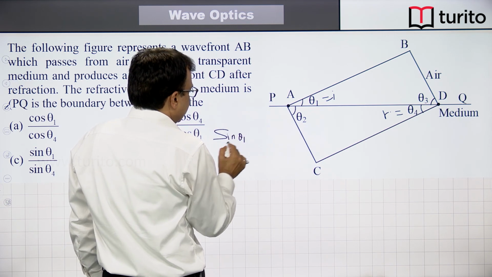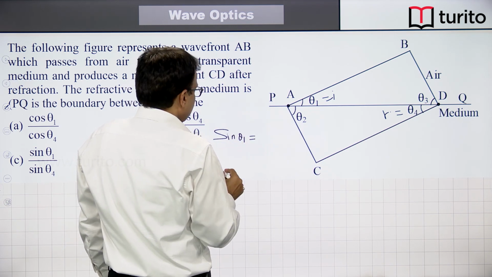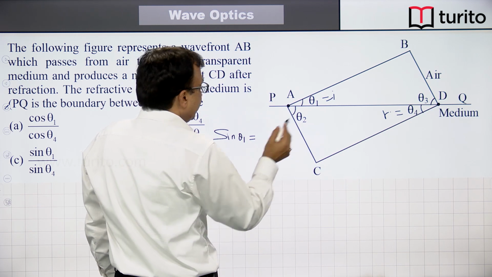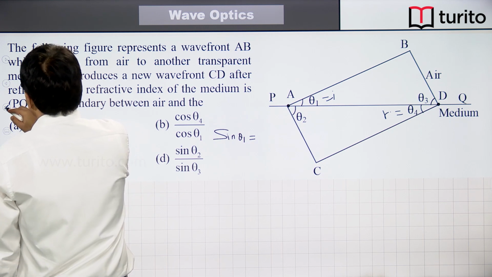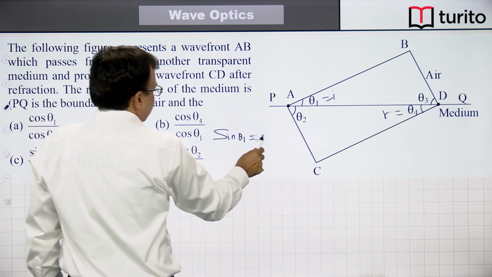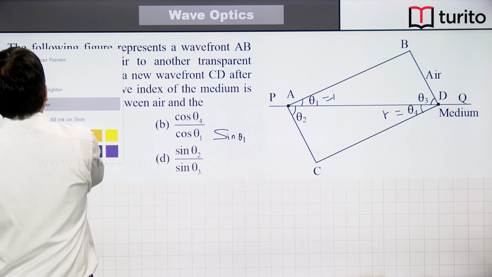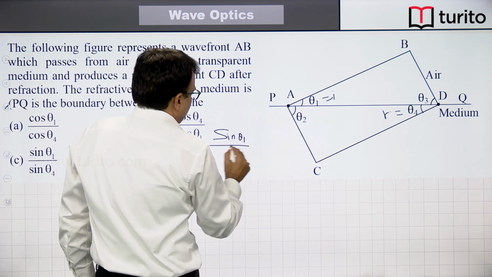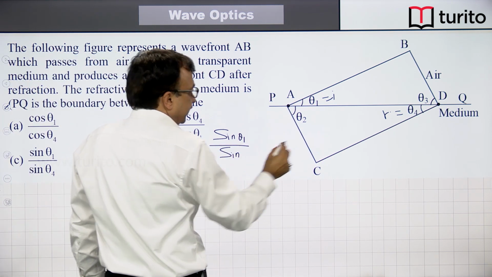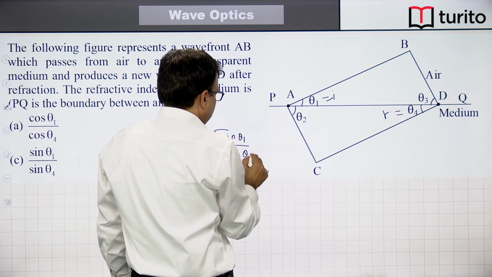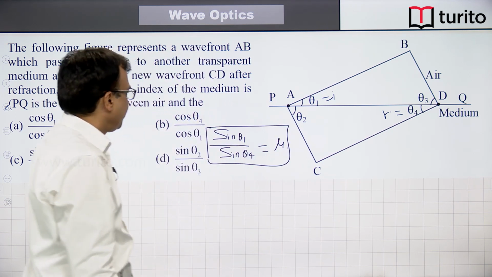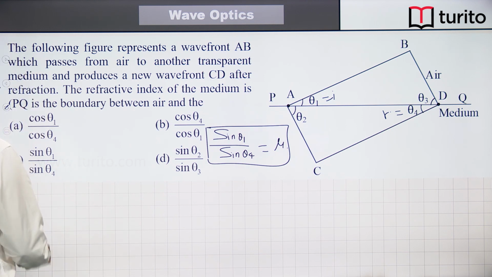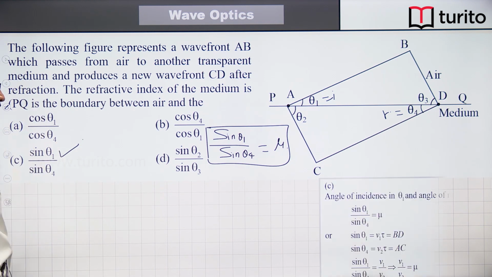So, sin i, that is sin theta 1, equals BD. What we have to find is basically the refractive index. So, sin theta 1 upon sin theta 4 is the refractive index of the medium. Okay. So, the answer of this question is C.